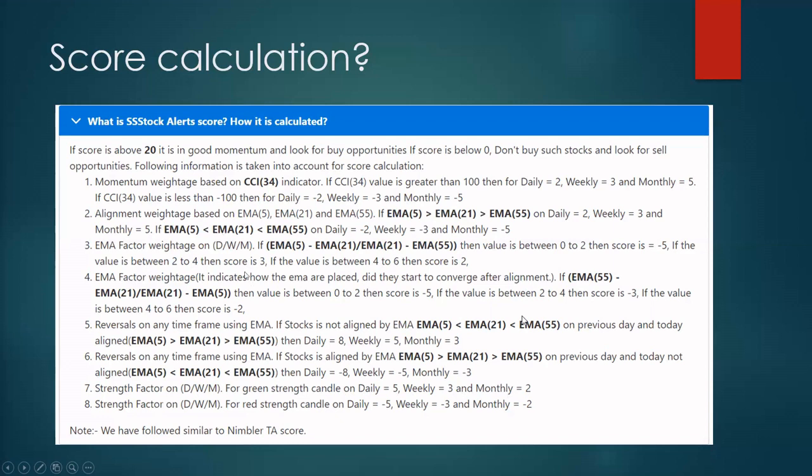Same thing with the EMA and CCI indicators, which we will be using along with this calculation. But in the future, we'll be adding the promoter holding percentage, pledge percentage and results also, so that we'll have some fundamental impact in the score.